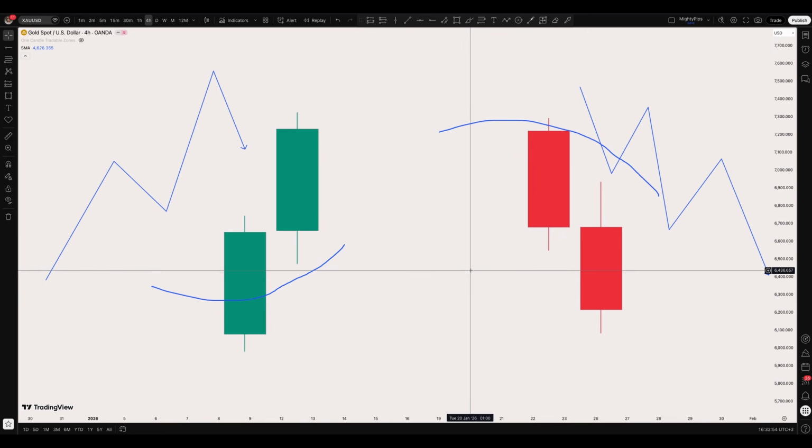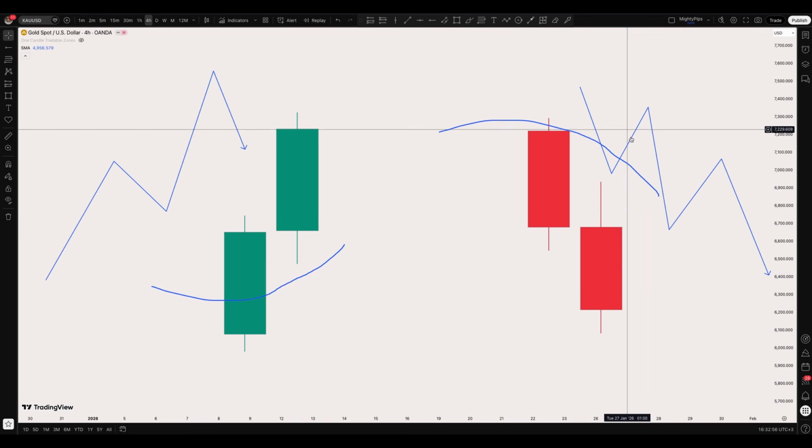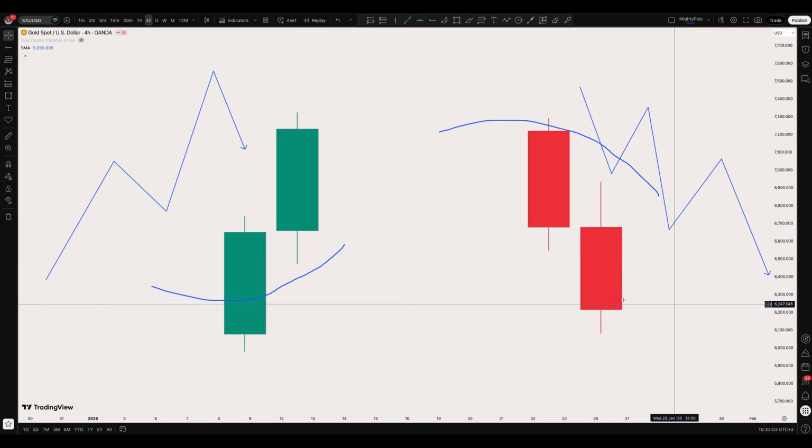Once you have determined the trend is going down, you are only going to mark the red or bearish candles. If you see a green or bullish candle within a downtrend, ignore it, and only use the zones of the red candles.